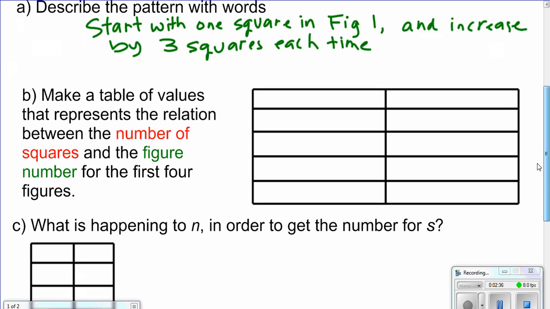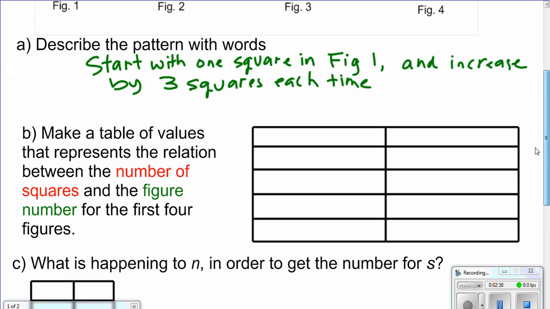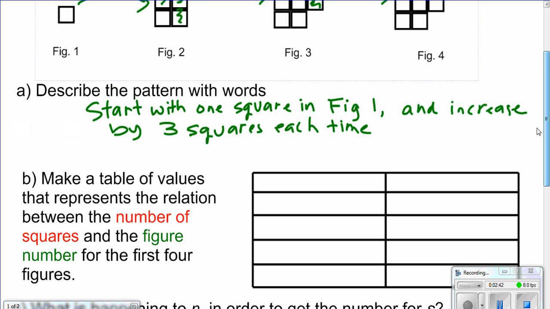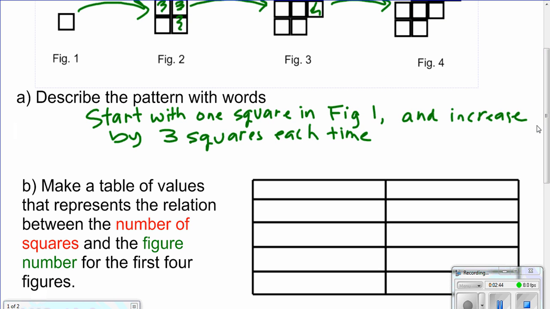So now we're going to make a table of values that shows the relationship between the number of squares and the figure number. And so what we want to think about is when we build this table of values, we need to think about what value is dependent and what value is independent. And so basically which value depends on the other, which one is going to change depending on the other.